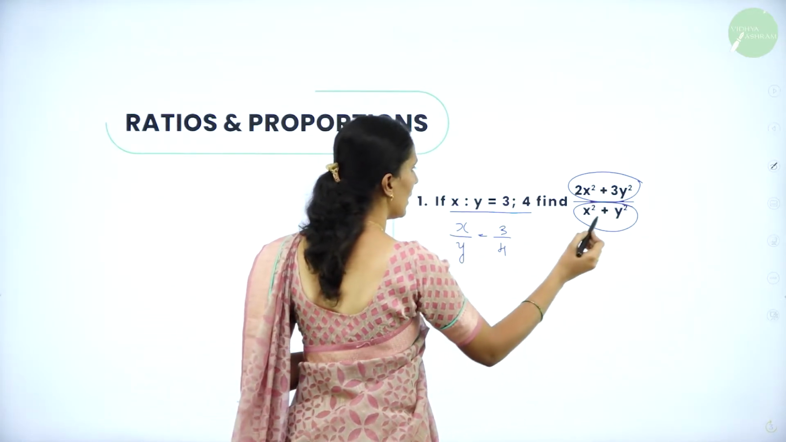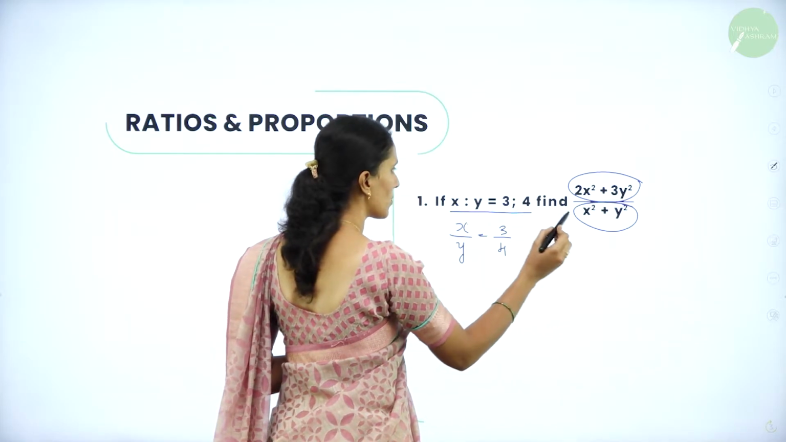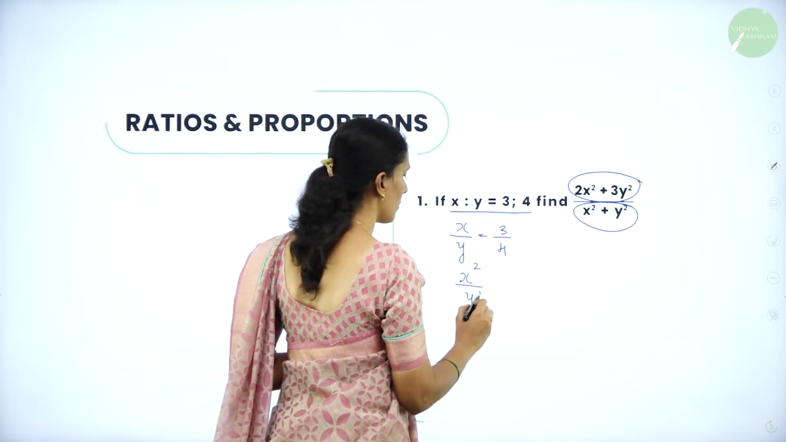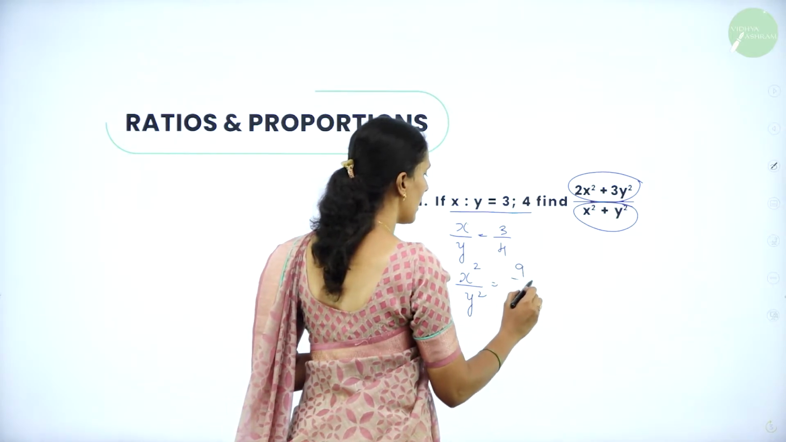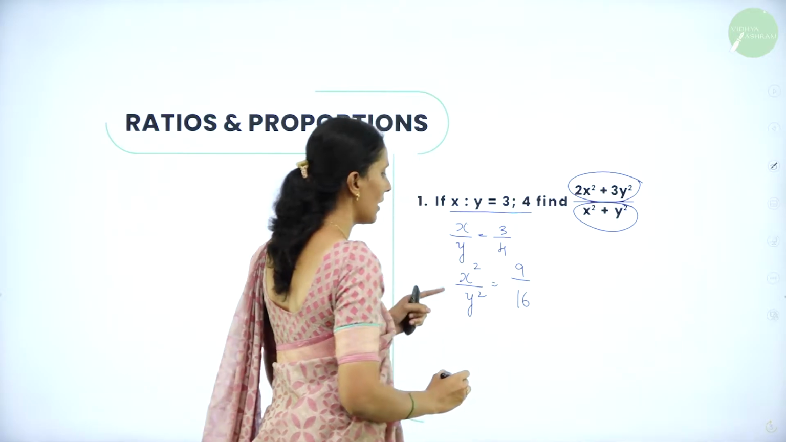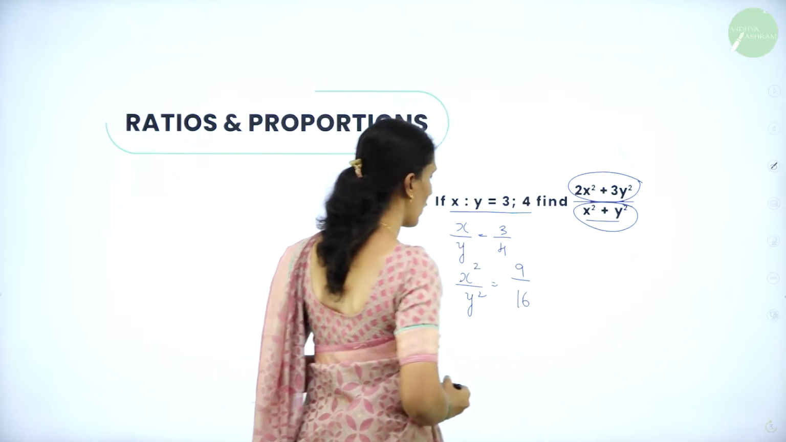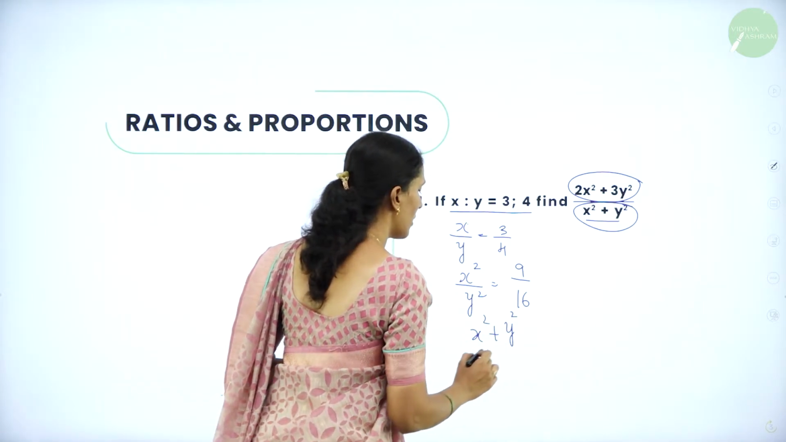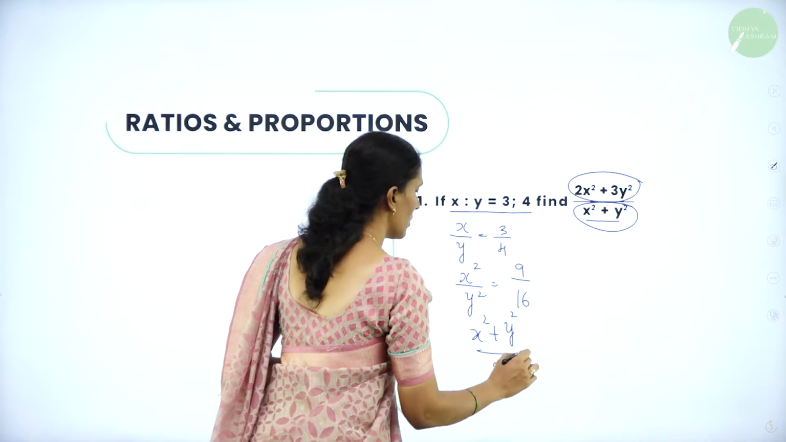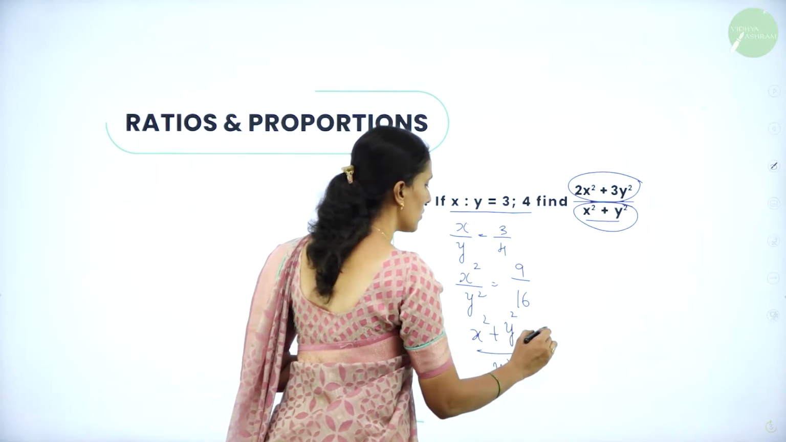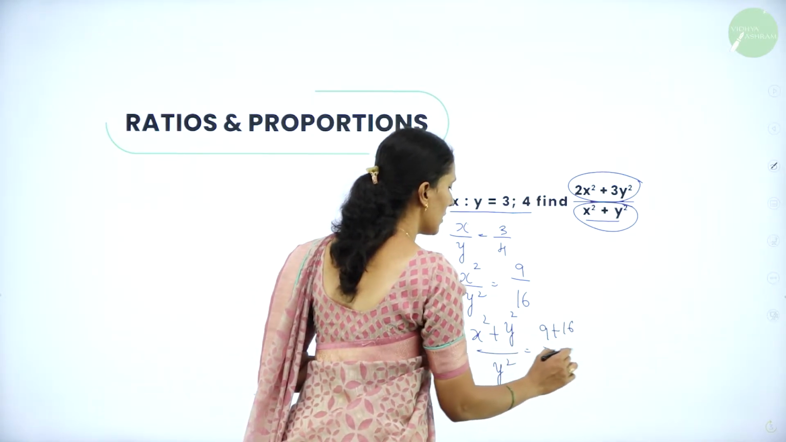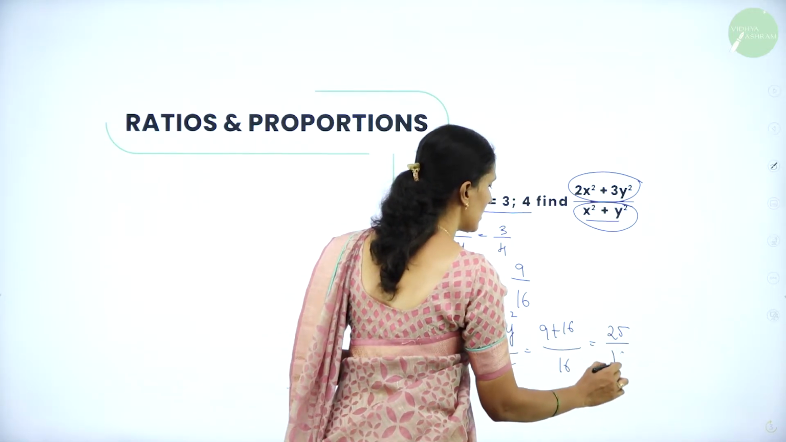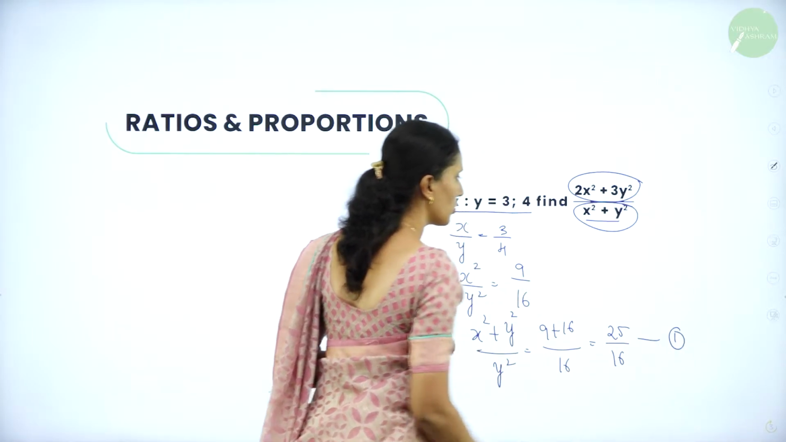For the first, let me solve with the denominator. I need x square and y square. So what happens? X square and y square, so this is 9 and this is 16. Next, I'll take x square plus y square divided by y square. So y square I got as 16. So this is 9 plus 16 divided by 16, which is equal to 25 by 16. So let me take this as equation 1.